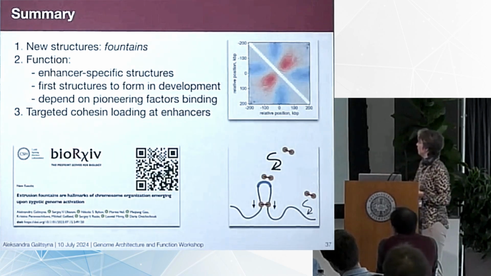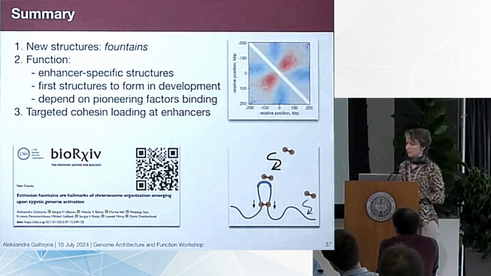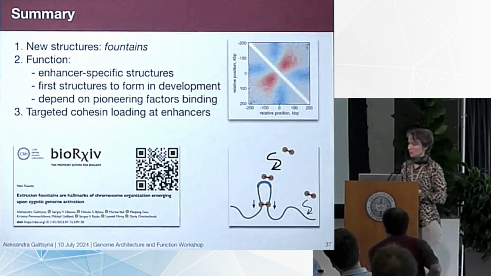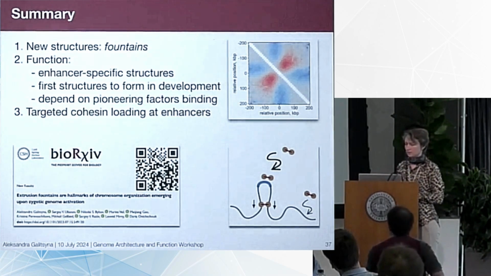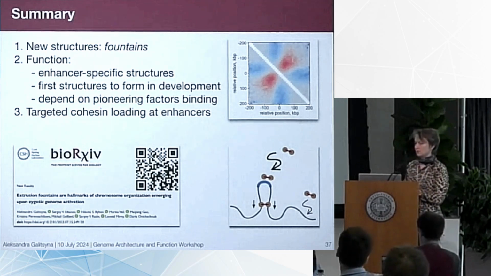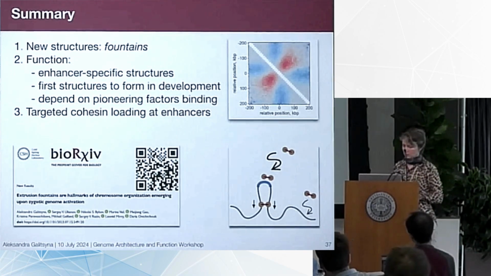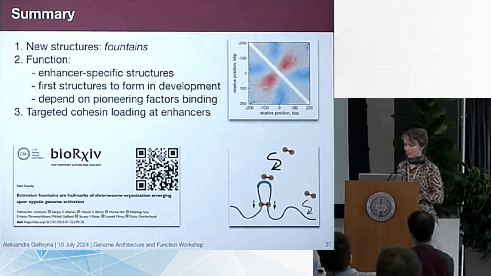With that, I would like to conclude with these structures, fountains, that are first to form in development, and it looks like they're enhancer-specific, at least in zebrafish, and they depend on pioneering factor binding. We assume that it's targeted cohesin loading at enhancers, and feel free to check out our bioRxiv.